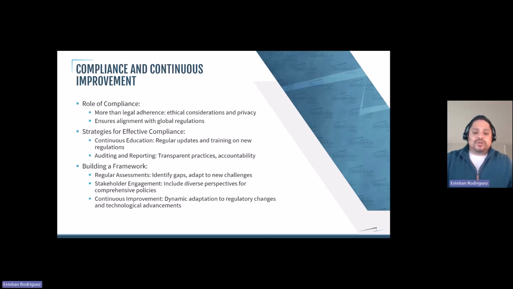In essence, your commitment to compliance and continuous improvement sets a standard. It positions you not just as followers of best practices, but as leaders who define them. Keep in mind that these principles are not static. They are the lifeblood of a thriving, resilient, and ethical organization.